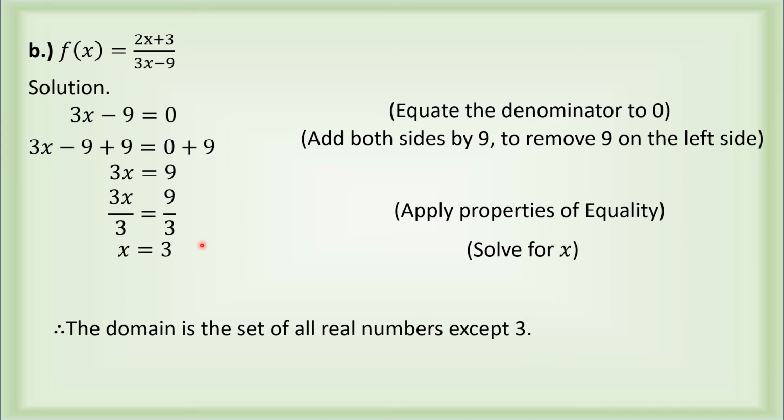You can take all the values of x except for positive 3, because when you substitute 3 in our equation, it will make q of x equal 0. 3 times 3 is 9, and 9 minus 9 is 0. Okay, let's move on.